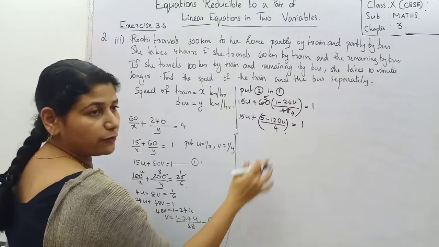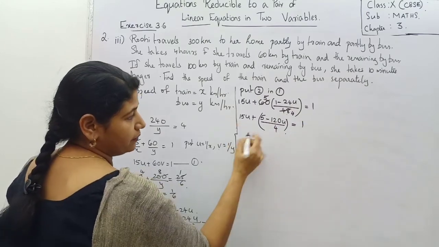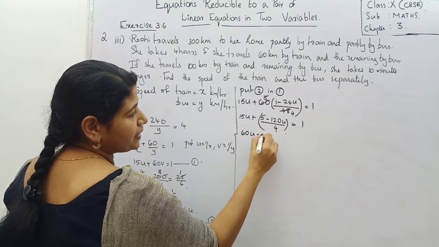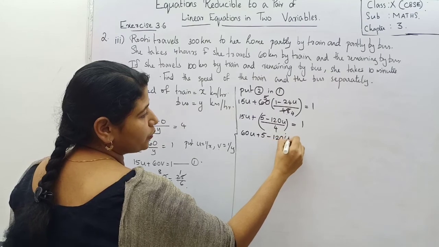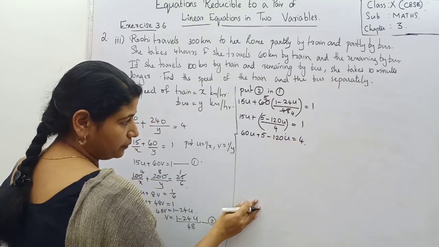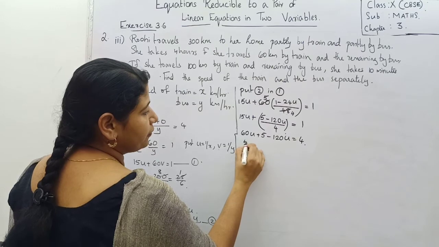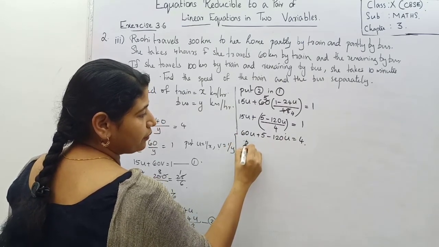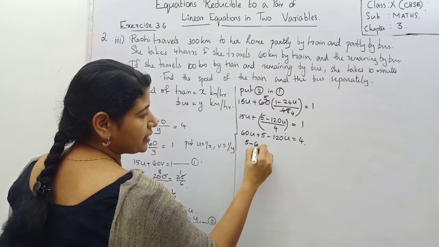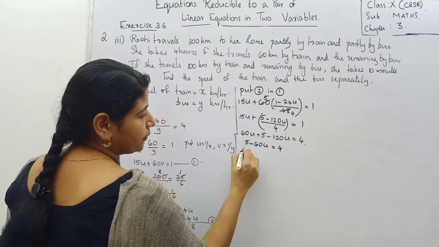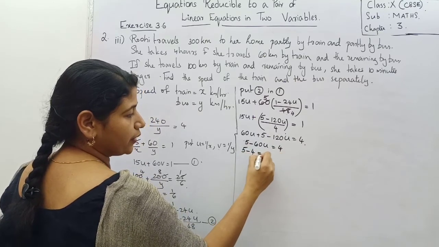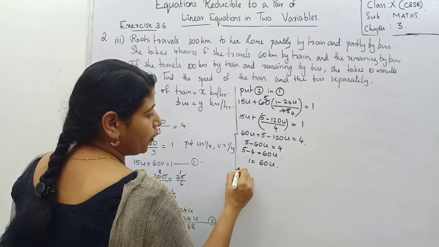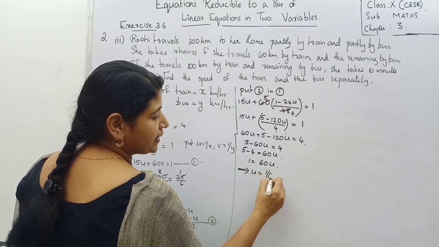This 4 I am writing here. Now we have to take this 4 into this and this into that side. So 15 into 4 is 60u plus 5 minus 120u equal to 4. So we can take this 5 and 4 to this side. 60u minus 120u is minus 60u, equal to 4 minus 5. 5 minus 4 equal to negative 60u become 60u. 1 equal to 60u, or we can write u equal to 1 by 60.